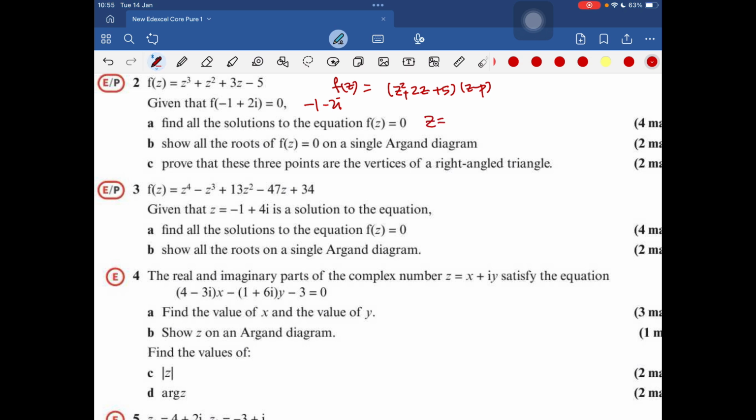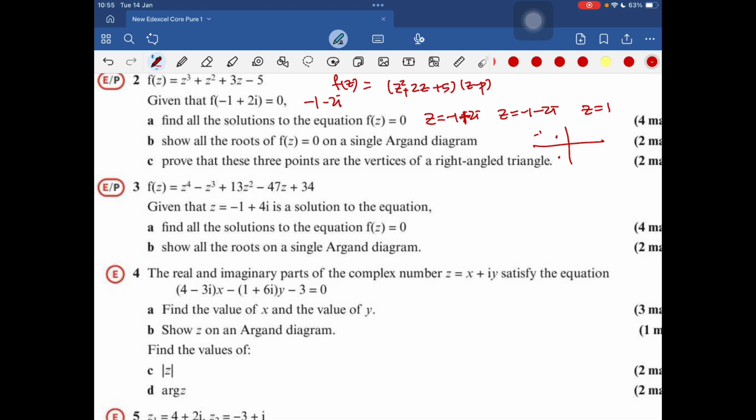So we can find p is 1. Therefore, z equals negative 1 plus 2i, z equals negative 1 minus 2i, and z equals 1. Those are all the roots. Just briefly, these two conjugate numbers on an Argand diagram are always a reflection in the x-axis, because they have the same real part but opposite imaginary part.